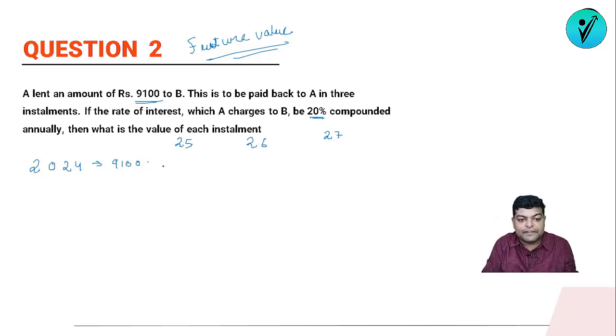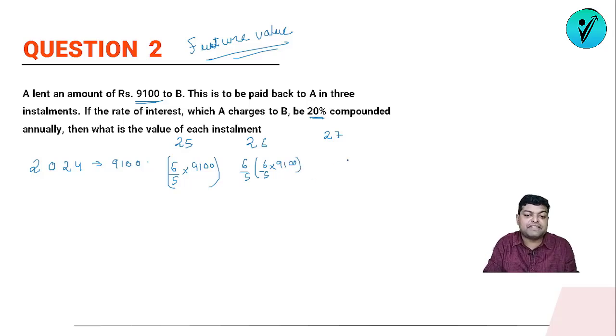Every year the value of it is increasing by 20%. अगर 2025 में देखोगे तो इसकी वैल्यू क्या हो जाएगी? It will be 6/5 times of 9100. Now this is the present worth. So in 2026, what will be the value? It will be 6/5 times of 6/5 into 9100.